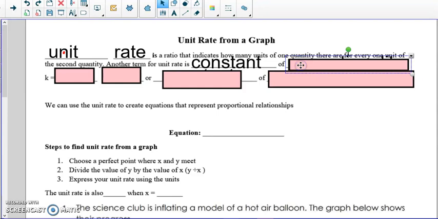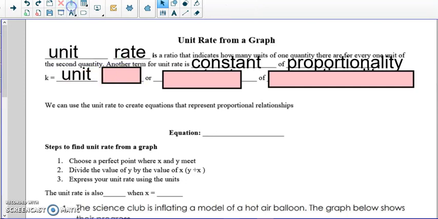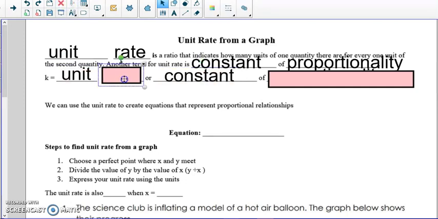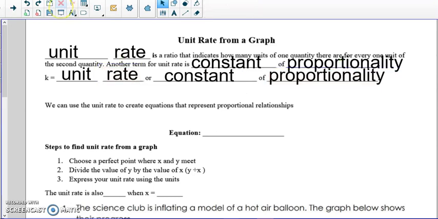So again, if I ask you for the unit rate or if I ask you for the constant of proportionality, I'm asking you for the same thing. I calculate them the exact same way. In math, the letter K represents constant of proportionality or unit rate. A lot of students feel like it should be C, but C already represents something else in math. I didn't make this up, but the letter that stands for constant of proportionality is K.